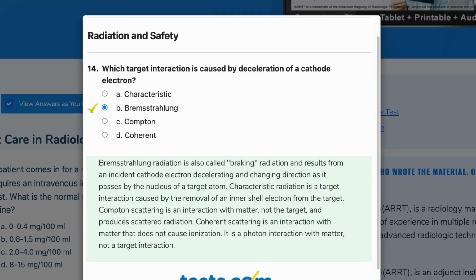Characteristic radiation is a target interaction caused by the removal of an inner shell electron from the target. Compton scattering is an interaction with matter, not the target, and produces scattered radiation. Coherent scattering is an interaction with matter that does not cause ionization. It is a photon interaction with matter, not a target interaction.